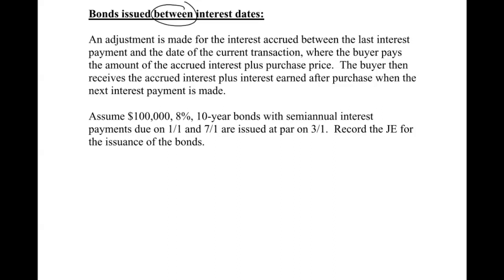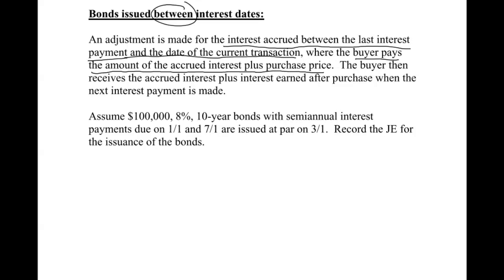Starting up here at the top, it says an adjustment is made for the interest accrued between the last interest payment. So there was an interest payment prior. How much interest has accrued up to the point of the transaction, the date of the current transaction? Here's where it gets a little tricky for some people. It says the buyer, the investor, pays the amount of that accrued interest that we just calculated plus the purchase price.